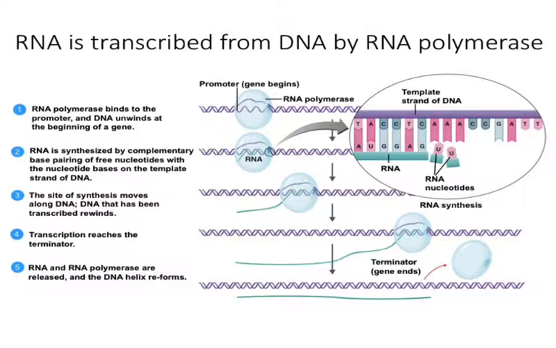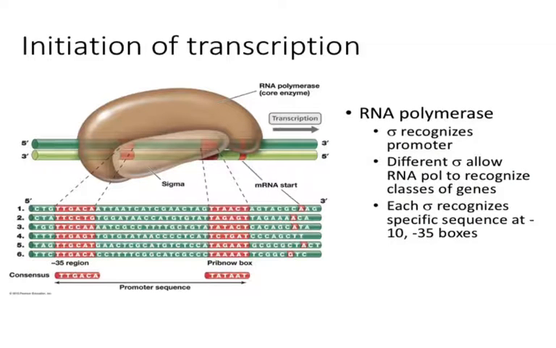How does a prokaryotic RNA polymerase know where the promoter is? How does it get there? It's that sigma thing. It's the sigma factor, which is kind of like a GPS subunit. All right? So what is the sigma factor? There are, in E. coli, probably 7 or 8 sigma factors. Each of them recognizes a slightly different sequence.